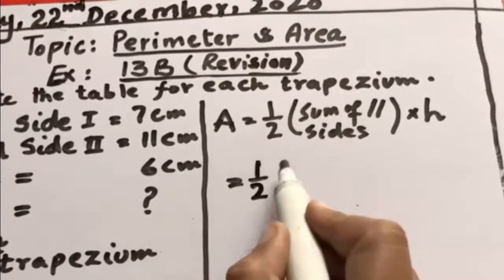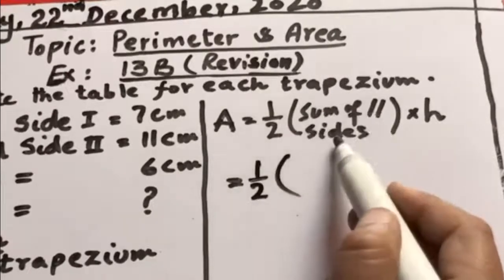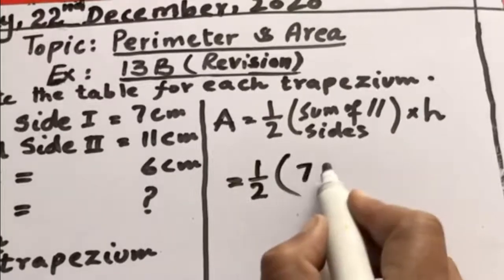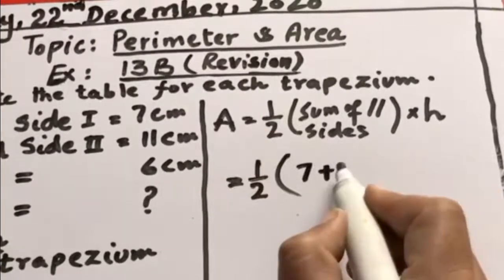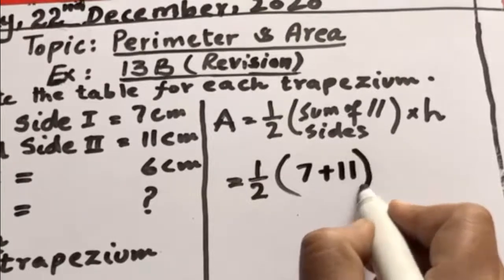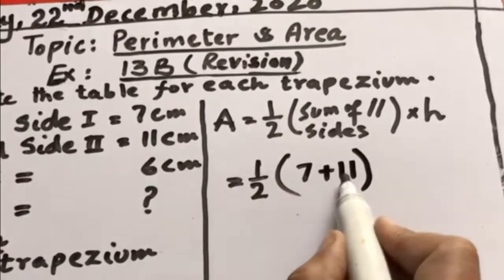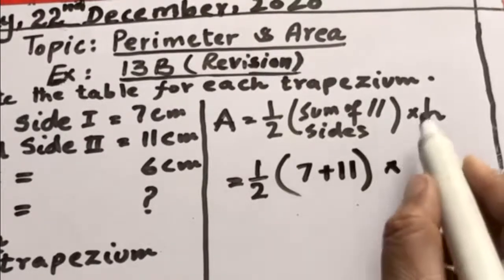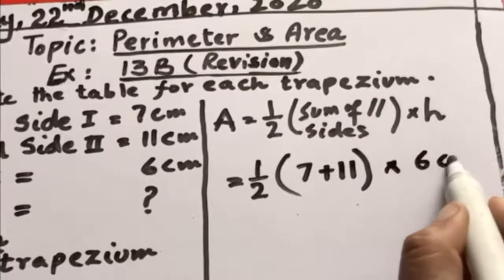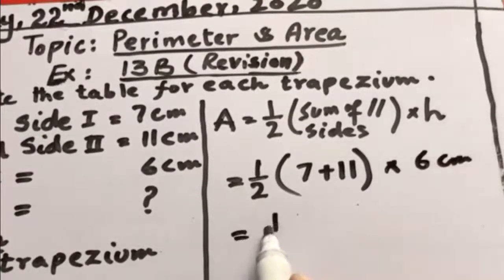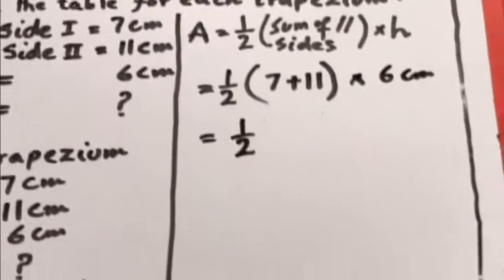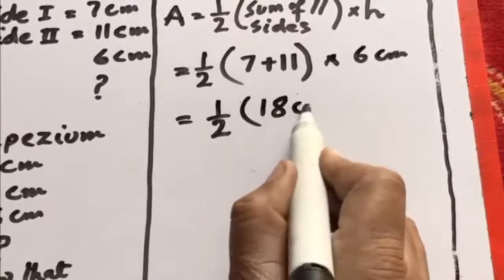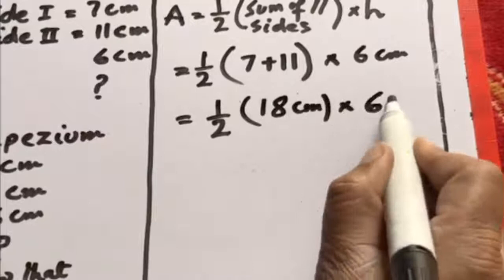1/2 is a constant number, and now we will get the sum of the parallel sides. The two parallel sides are 7 and 11. So we will get the sum of these two parallel sides, which is the first parallel side 7 and the second parallel side 11 centimeters, and then we will multiply it by the height, which is 6 centimeter. So by simplifying, we have 7 plus 11 becomes 18 centimeter multiplied by 6 centimeter.